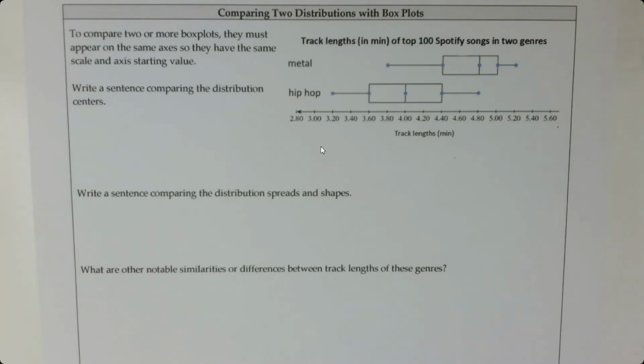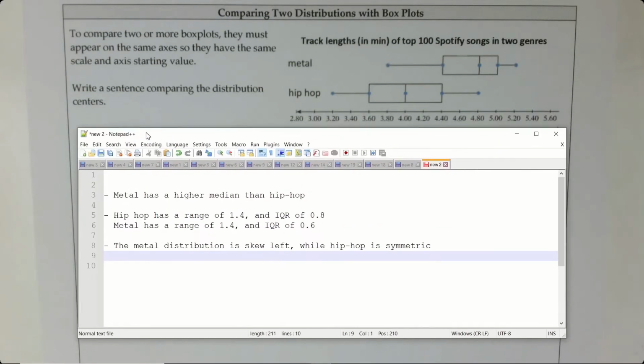The goal of all of these descriptions and comparisons is to give your reader some understanding of what this data is telling you. So I'm going to show you some sentences here that fulfill the requirements very minimally, but aren't very good sentences, and then we'll fix them. So if you were going to notice things about the center or about the spread or about other notable similarities or differences, here's some sentences you might write.